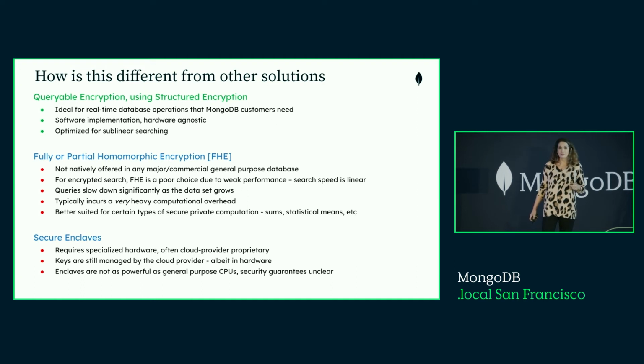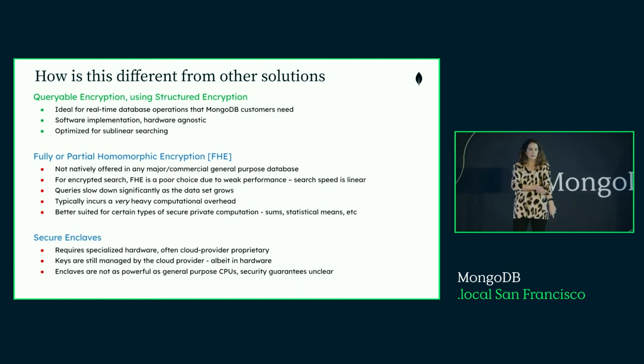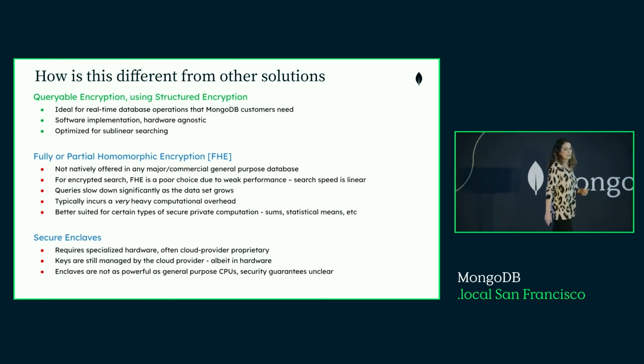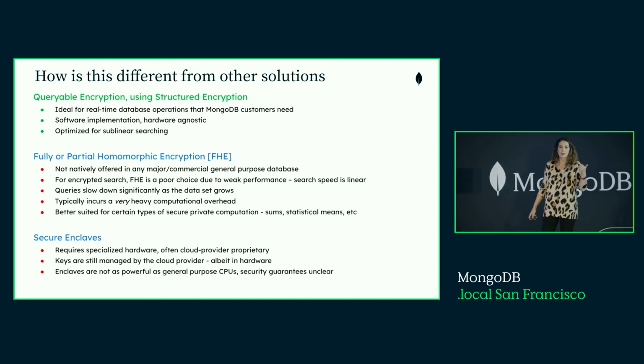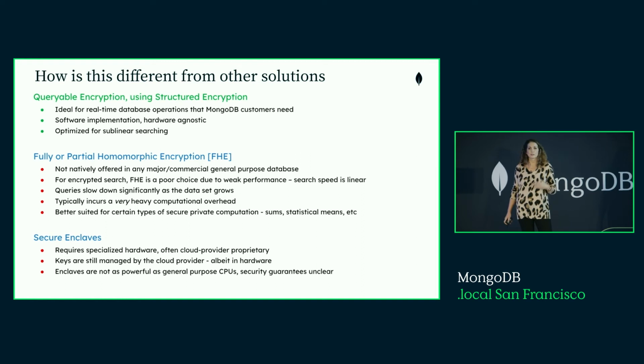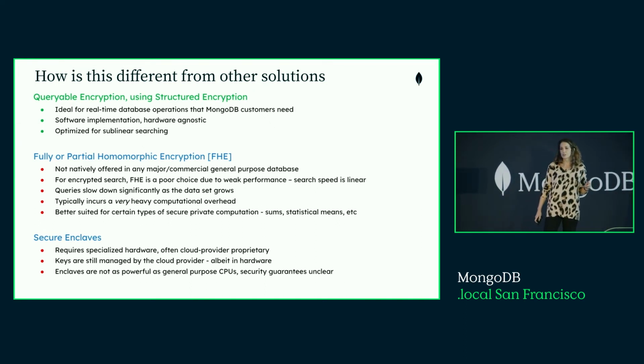So how is it different from other solutions? Because generally when people hear about encrypted search, they think of homomorphic encryption or secure enclaves. Like I said, we built Queryable Encryption and Structured Encryption specifically to be able to be used in highly distributed, highly scalable databases for real-time database operations like MongoDB customers need. It's a software implementation, it's hardware agnostic, so it doesn't matter what we're running on. And it is optimized for sublinear searching, which is why you can get better performance than some of these other solutions.